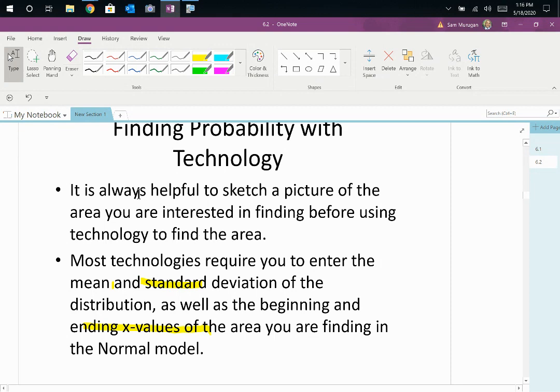It is, I would not say always helpful, it is sometimes helpful to sketch a picture of the area you're interested in finding before using technology to find the area. Most technologies require that you enter the mean and standard deviation of the distribution as well as the beginning and the ending values of the area you're trying to find in the normal model.